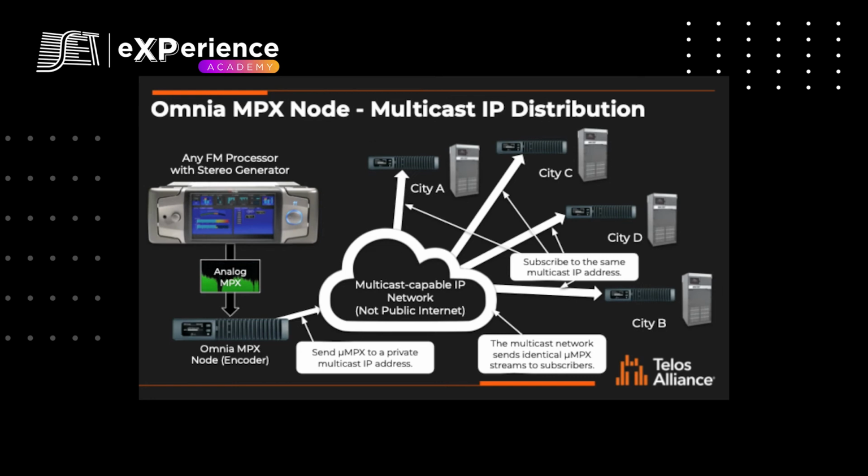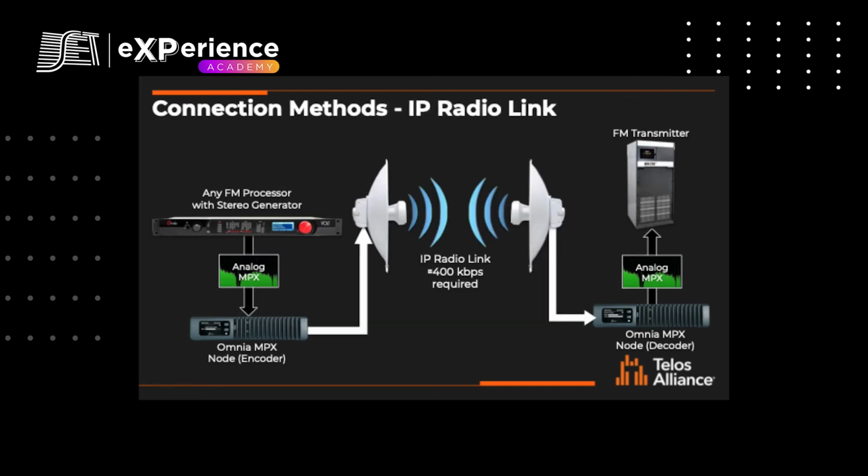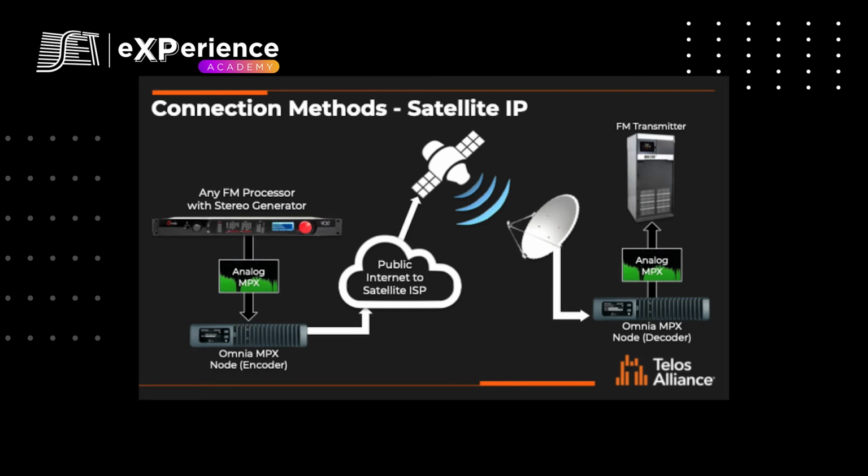Now, this doesn't work over the public internet, but if you have a wide area network or other network that does handle multicast, then you can send one signal to the multicast network and pick it up at many different sites. You can use a wired internet or wide area network to carry this data. Again, it's only about 400 kilobits per second. Or you can send this data over, for example, an IP radio link. You could also send this data by satellite if you want to.